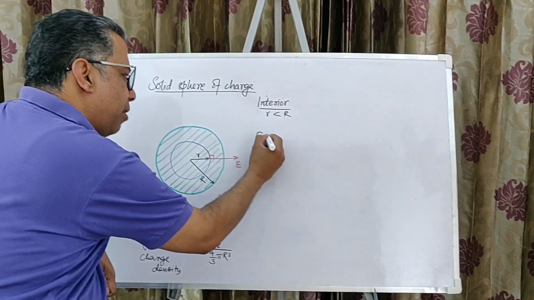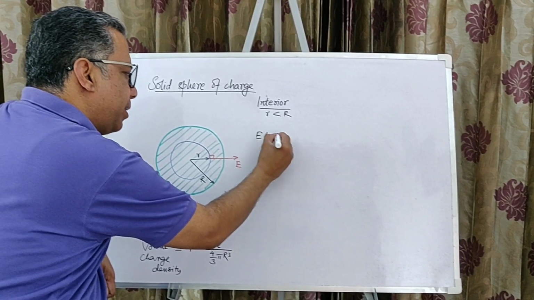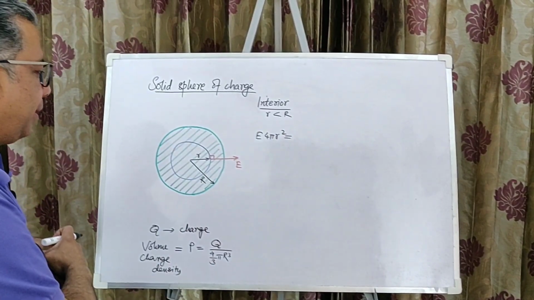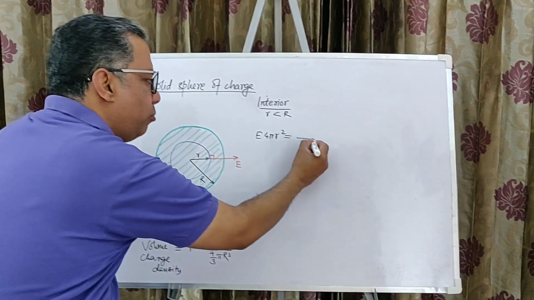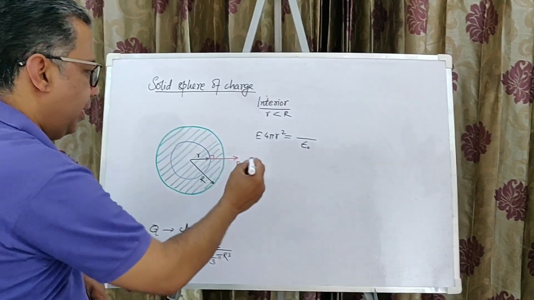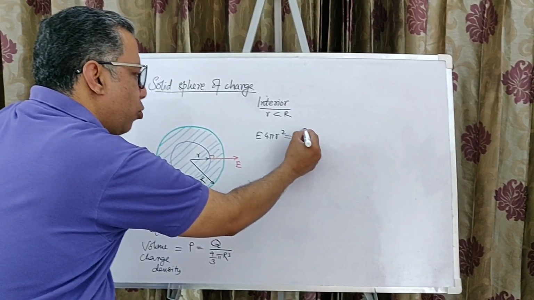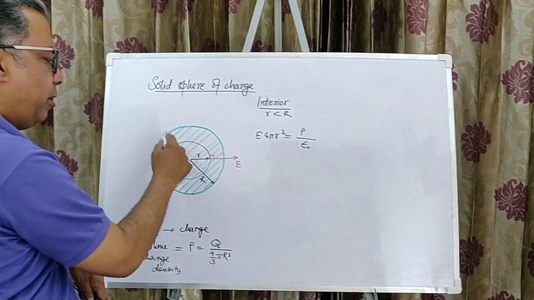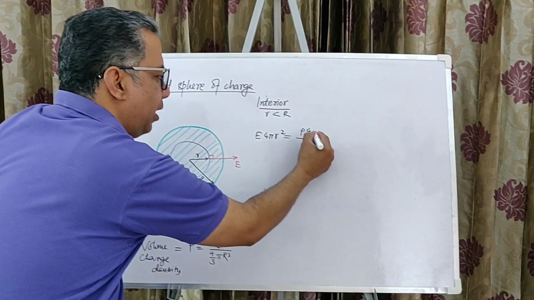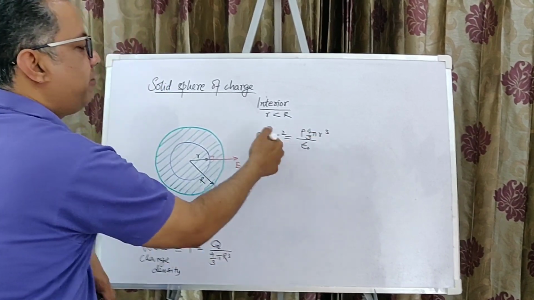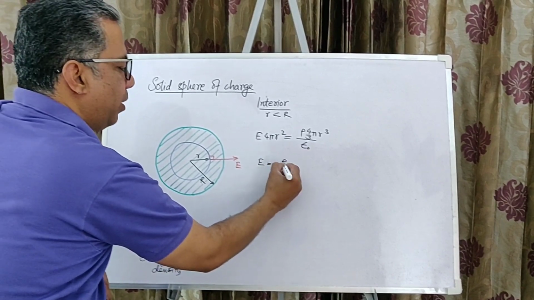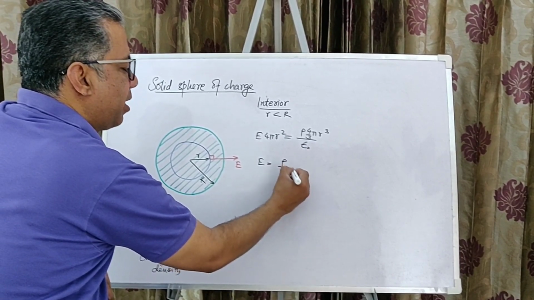Now applying Gauss's theorem, E times 4 pi r square, that's the flux. This flux equals the enclosed charge by epsilon naught. Now what's the enclosed charge inside it? That will be rho times the volume enclosed inside this Gaussian surface. The volume here is 4 by 3 pi r cube, and after making some cancellations here and there, we get electric field equals rho by 3 epsilon naught times r.